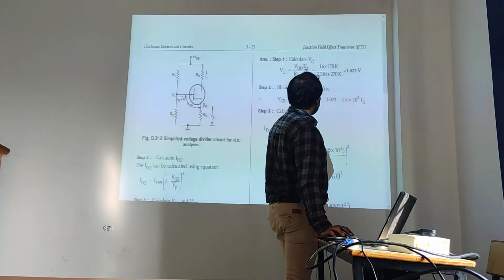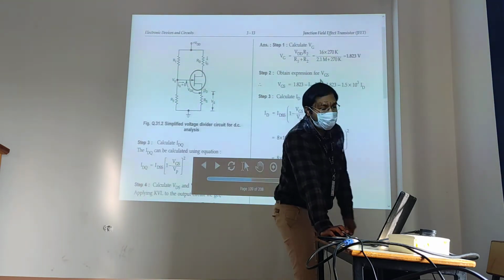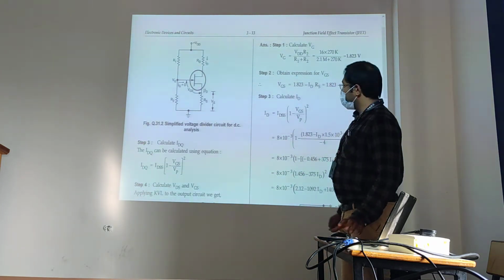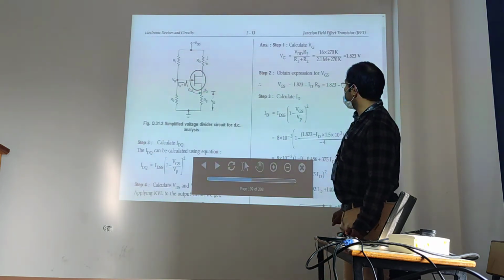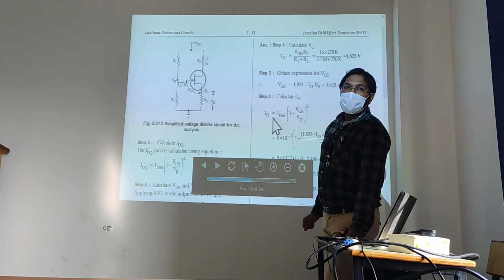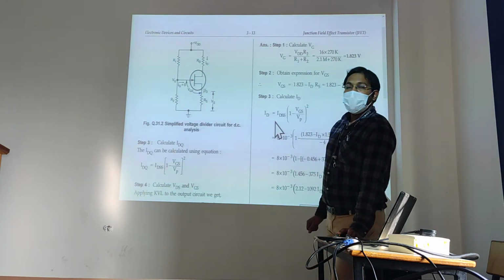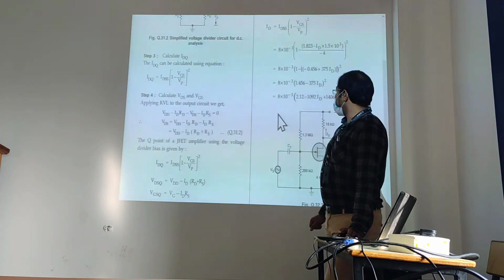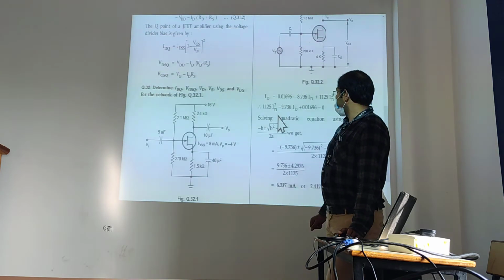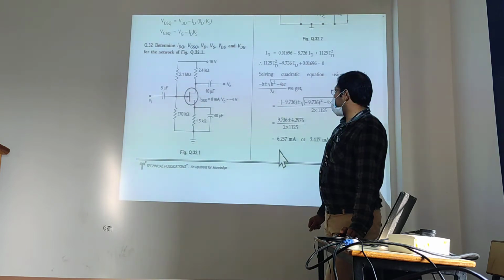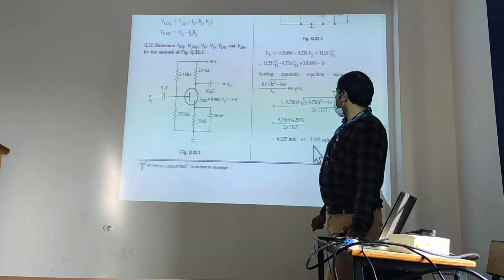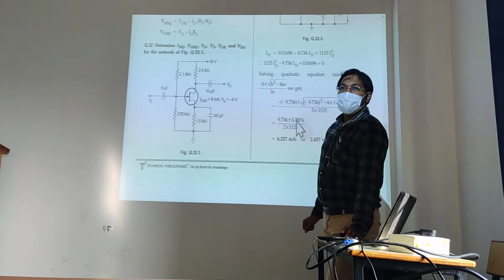What we are doing here? VGS we are finding in terms of ID. That VGS we are putting in the equation of ID, right? Then we are getting a quadratic equation in terms of ID. Solving that, we are getting two values of ID, 6.237 and 2.417 milliampere.